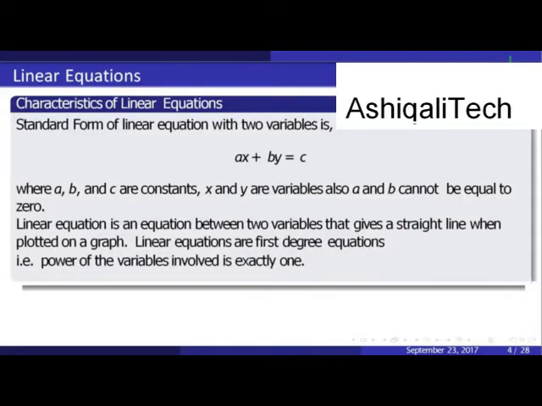Standard form of linear equation with two variables is ax plus by is equal to c, where a, b and c are constants, x and y are variables. Also a and b cannot be equal to 0. Linear equation is an equation between two variables that gives a straight line when plotted on a graph. Linear equations are first degree equations, that is, power of the variables involved is exactly 1.